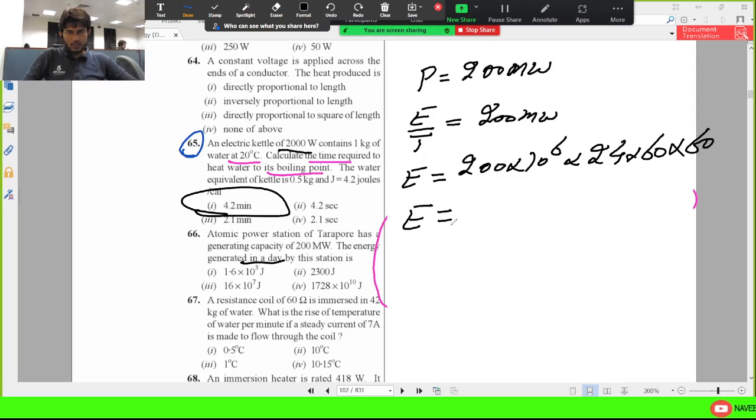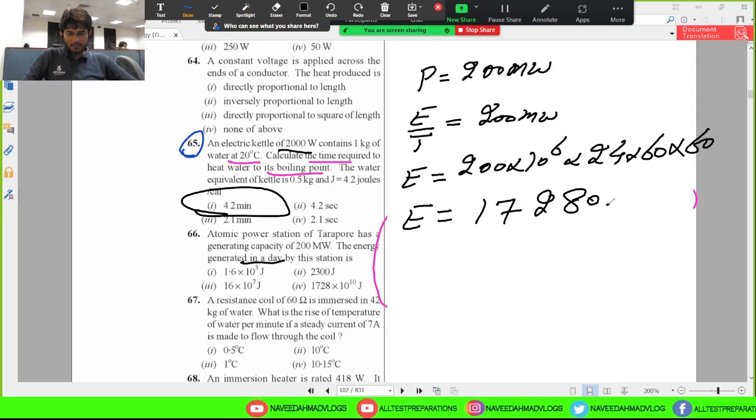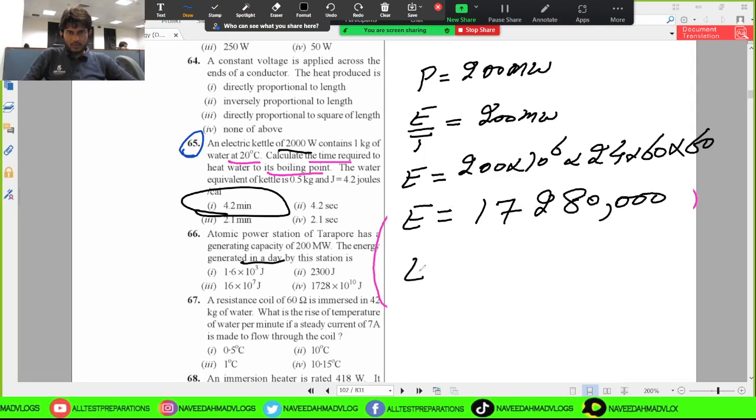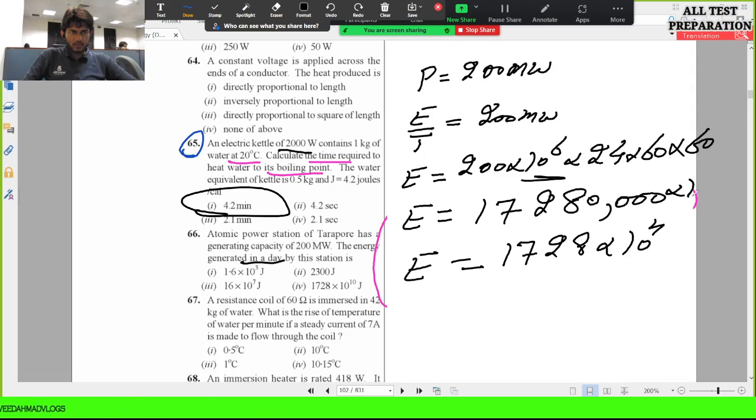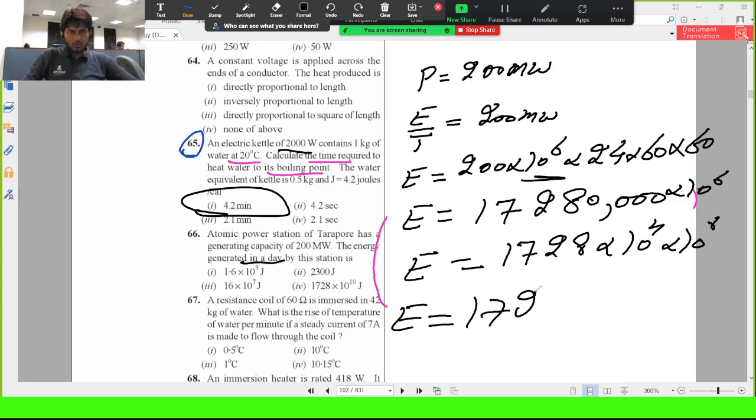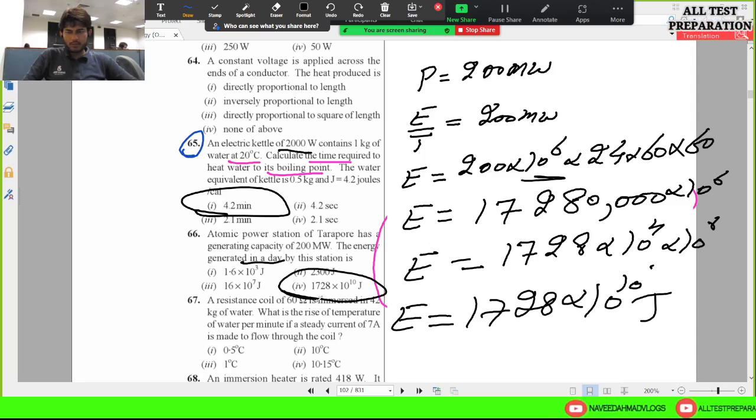So from this you will get 17280. This is the energy you will get. So you can write it like this, 1728 multiplied by 10 to the power 4, and this will also come over here. In multiplication the powers should be added, so from this you will get 1728 multiplied by 10 to the power of 10. So option 4 will be the correct answer.